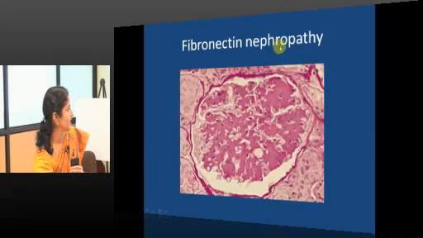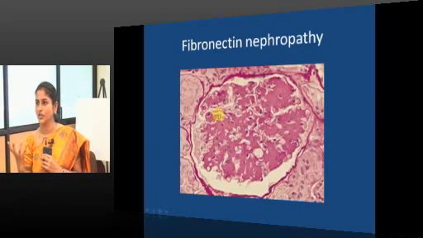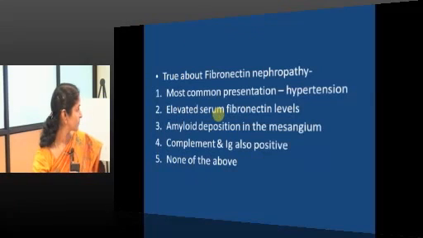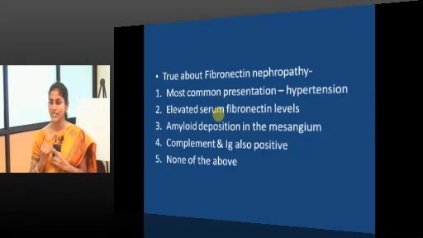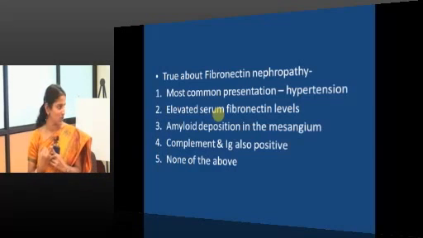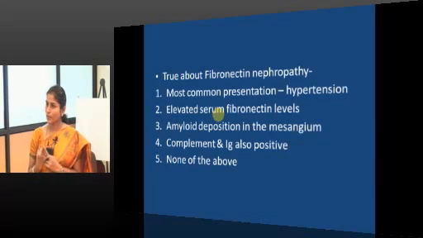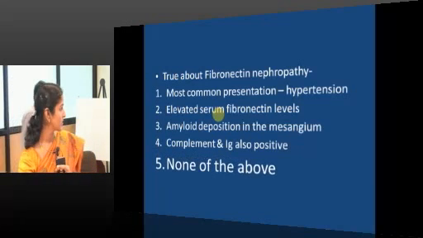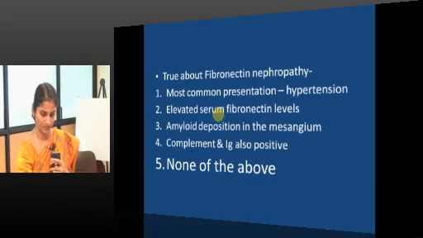So, you can make out this PAS positive fibronectin nephropathy, where the glomerulus is converted into a lobulated mass. Now, the most common presentation, hypertension? No. Elevated serum fibronectin levels? No. Amyloid deposition in the mesangium? No. Immunoglobulin, complement? No. Immunoglobulin, complement, amyloid will be negative. And none of the above? Yes. So, the answer is none of the above.